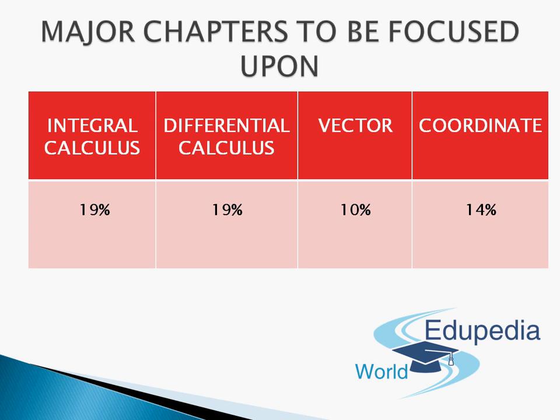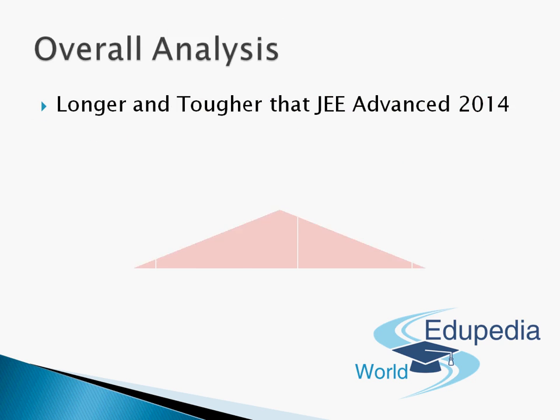The major chapters to be focused on were integral calculus and differential calculus. So calculus combined makes up 38% or nearly 2/5 of the whole paper. So it's a very important topic, at least it was for this paper. Vectors made 10% of the paper and coordinate geometry made 14%. In coordinate geometry they focused more on conic sections and less on straight lines and circles. The questions were focused more on hyperbolas, ellipses and parabolas.